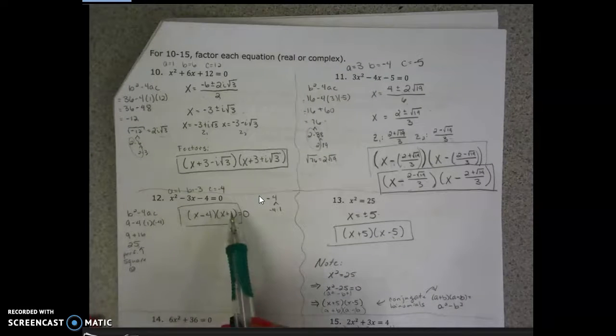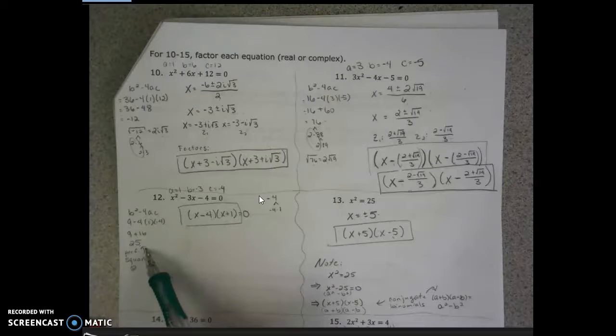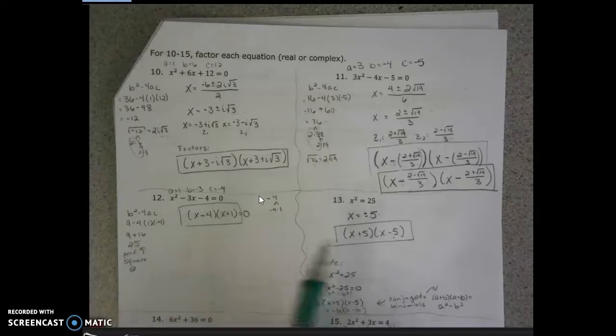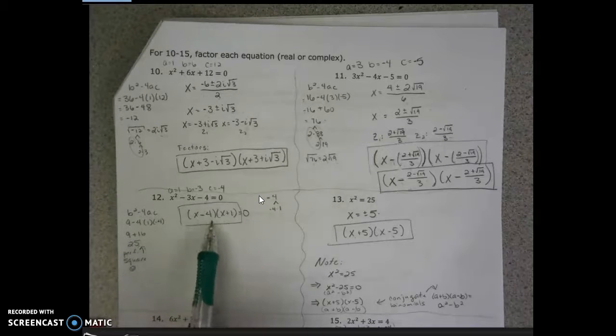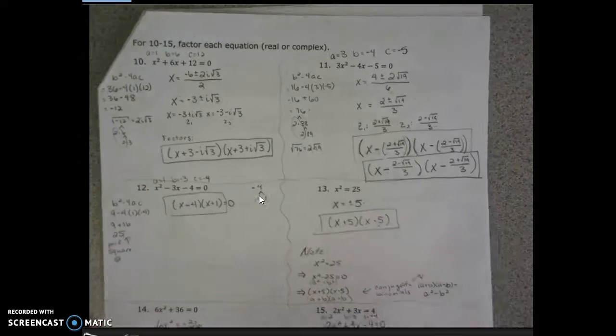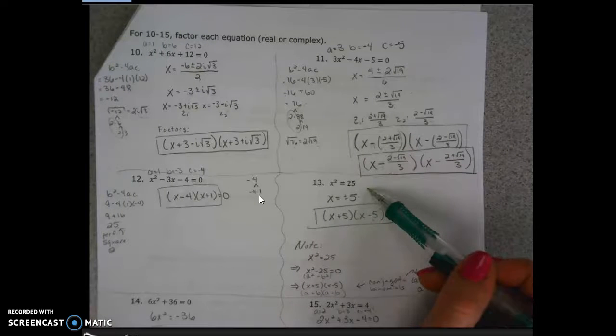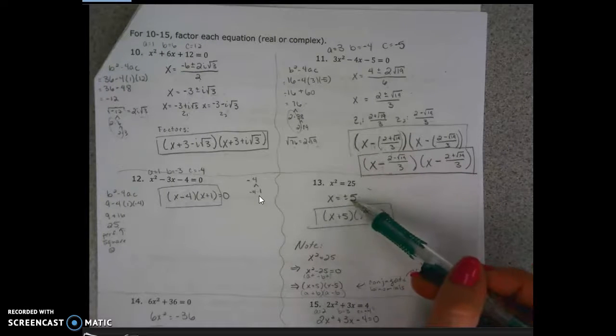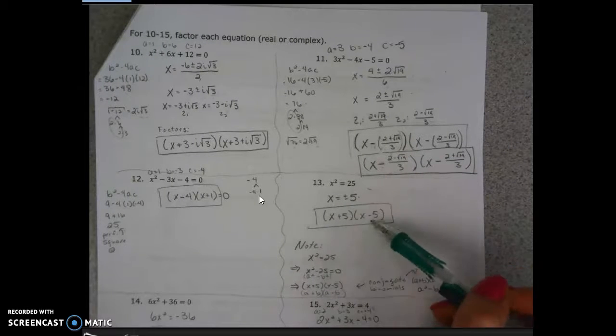All right, number 12. It actually did factor. The discriminant was 25. That's a perfect square. If your discriminant's a perfect square, the quadratic factors, 2 factors with negative 4 that add to negative 3. 13 was a special case. I just solved with square roots. Solutions are plus or minus 5. So I wrote my factors x minus z1 and x minus z2.